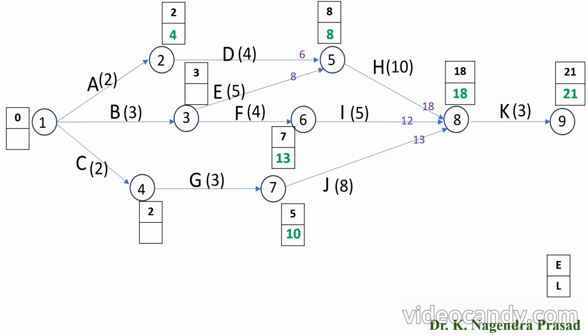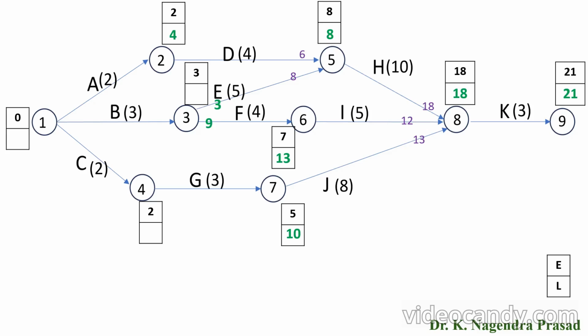Next I have to look at activity D. Finish time is 8, start time will become 8 minus 4, that is 4. Next I have to look for activity F. Finish time is 13, start time will become 13 minus 4, which is 9. Next I have to look for activity E. Finish time is 8, start time will become 8 minus 5, which is 3.